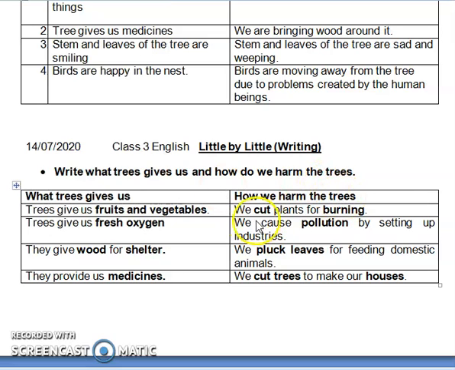Okay. And now, how do we harm the trees? We cut plants for burning. Yes, we cut plants to take wood and to burn the wood. We cause pollution by setting up industries. We pluck leaves for feeding domestic animals. We cut trees to make houses. Okay. So now we can start the discussion again if you have any problem. Okay. Thank you.